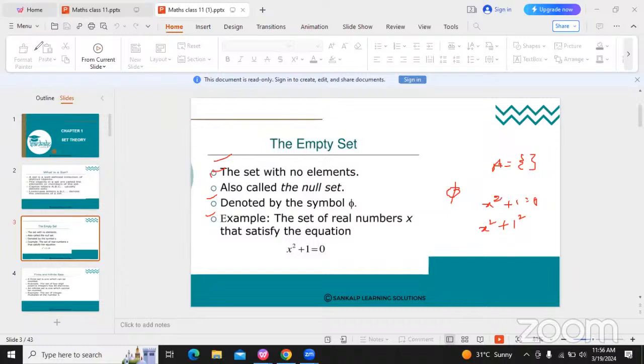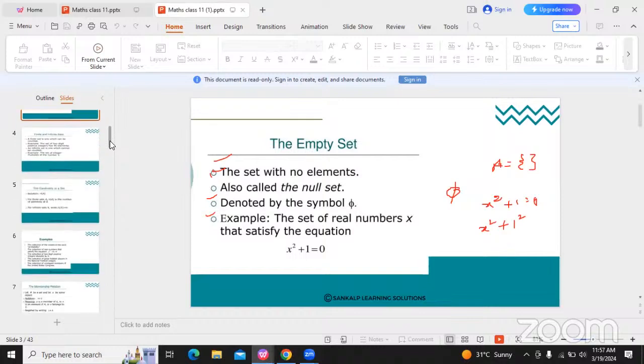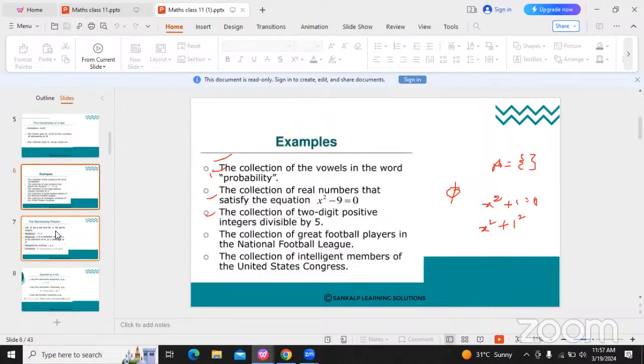Next, without wasting much time on this, we'll move directly to the questions based on it. Some examples also we'll try to understand. The collection of vowels in the word probability, and the collection of real numbers: these are all sets. So the collection of the vowels in the word probability. What are the vowels here? O, A, I.